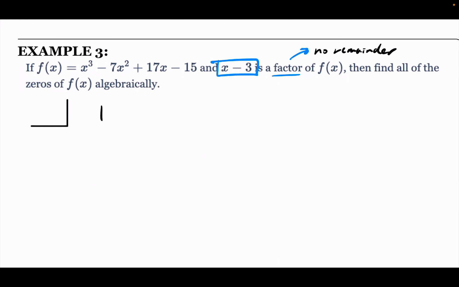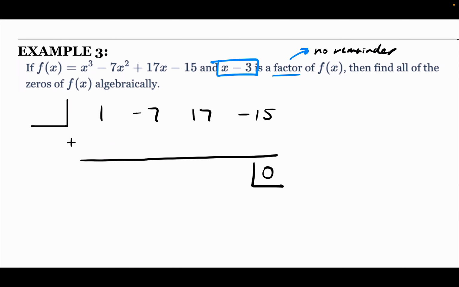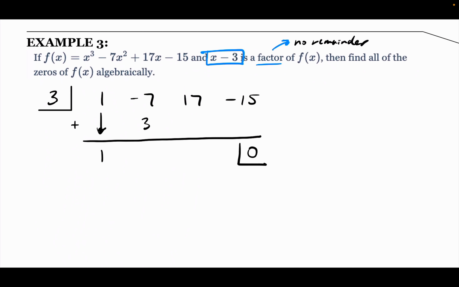Okay, so we got 1, negative 7, 17, negative 15. No remainder. What number goes inside the little house here? Positive 3, yeah. Not negative 3, positive 3, because it's the 0 of this guy, right? It's the guy I would plug in to make it 0. So this should work. Let's see. First guy goes down. Multiply, add, multiply, add, multiply, add. It does. It did work.